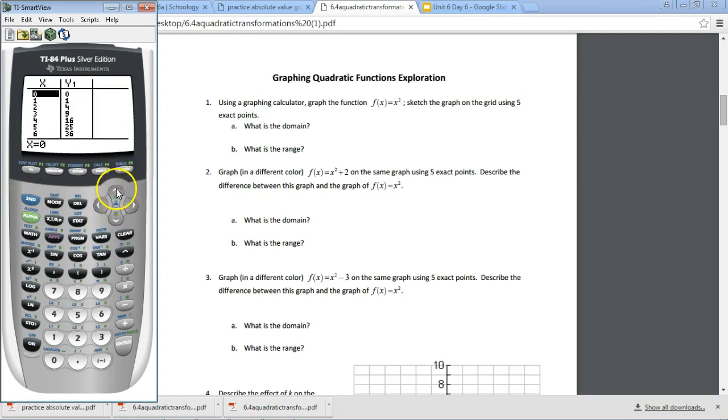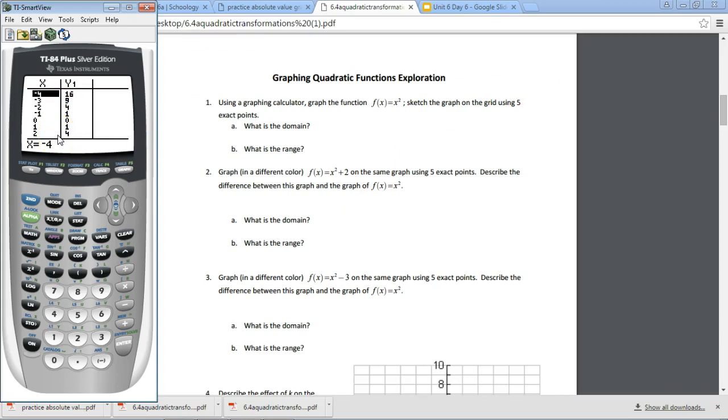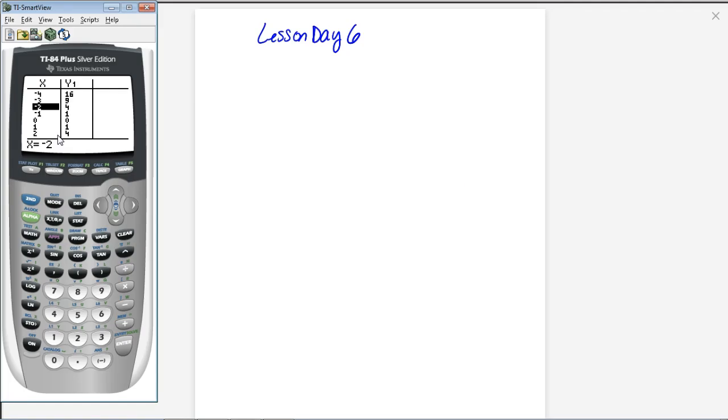And I want to go back just a little bit into the negatives here, okay, using 5 exact points. So I want to go from -2 to +2. So here we go. And I'm going to go here so that I can look and do a graph at the same time.